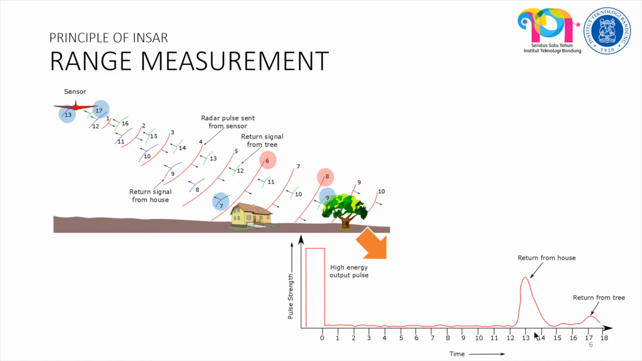Besides that, we have the time of return from the house and the time of return from the trees, so we can make this calculation to get the distance. By repeating the measurement of the distance over time, we will get the deformation. So we will discuss deformation starting from the signal returned from the object.